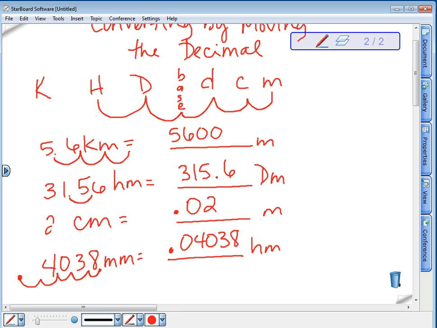Okay, we've got 1, 2, 3, 4 significant digits, and we have 1, 2, 3, 4 significant digits. So we're fine. If you want to put your 0 out in front of the decimal, that's fine too. That doesn't change your significant digits. And that's all there is to converting by moving the decimal.